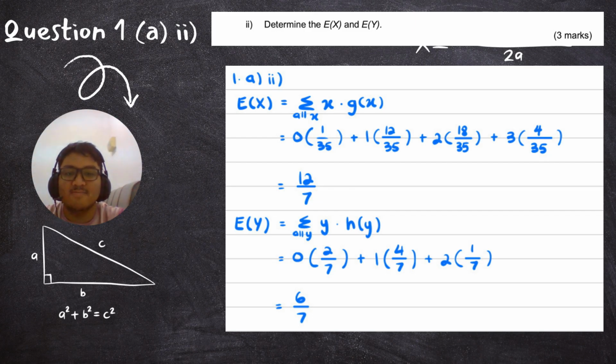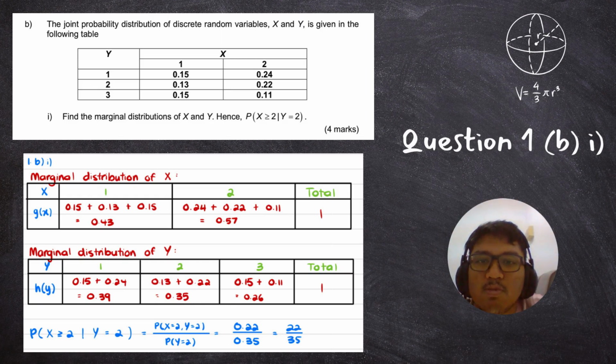The joint probability distribution of discrete random variables X and Y is given in the following table. So first we need to find the marginal distributions of X and Y. To find the marginal distribution of X, we add the probabilities down each column. P(X=1) gives 0.43 and P(X=2) gives 0.57.